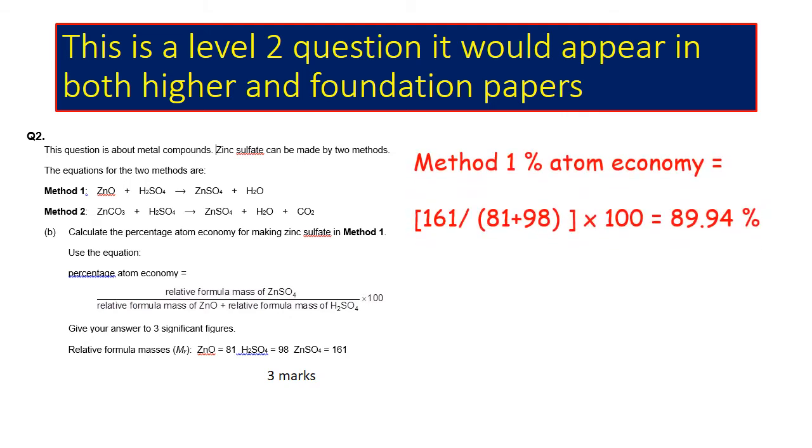So we're going to plug those numbers into the equation and we get an answer of 89.94. Now this question is worth 3 marks. I would only get 2 marks if I left my answer like that. Can you see what I've done wrong? They've asked us to give our answer to 3 significant figures. So to get full marks, I need to say 89.9.